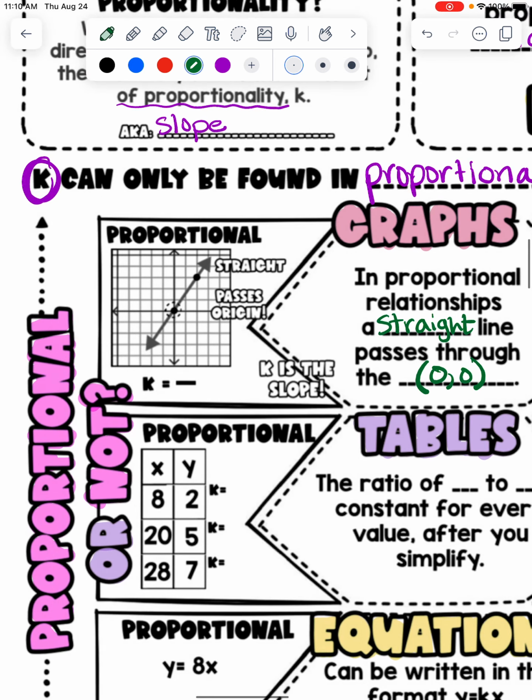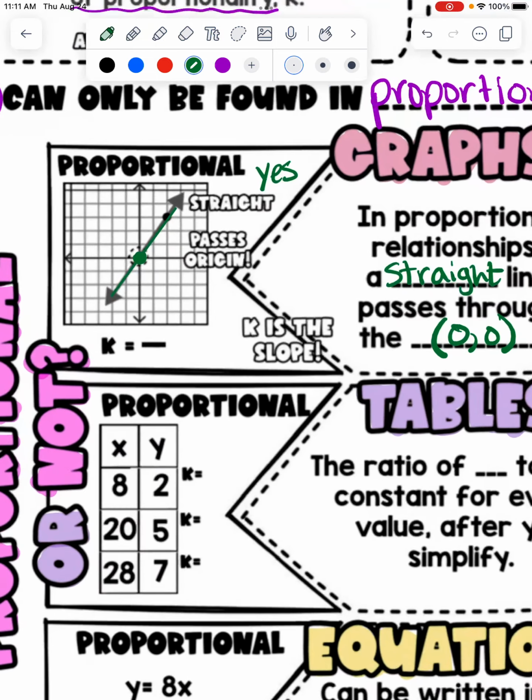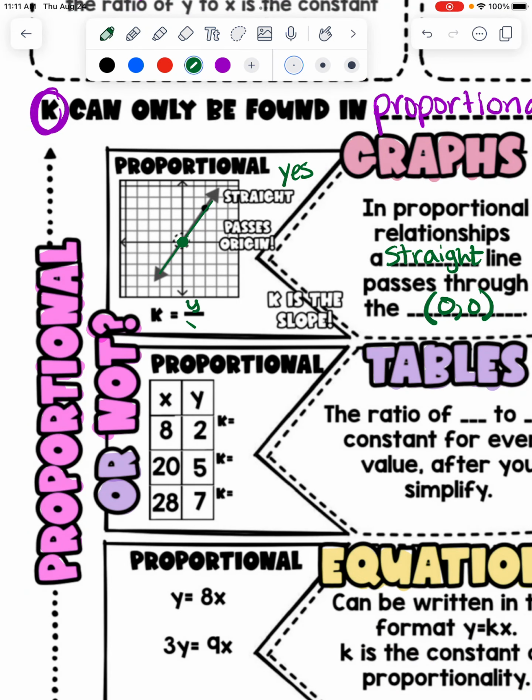So let's look at this example here on the left of this graph. We can see that it does go through the point 0, 0, the origin, and it's a straight line. So we can say that, yes, this is proportional. And then we can also find the constant of proportionality by dividing from any of the points. We can divide y by x.